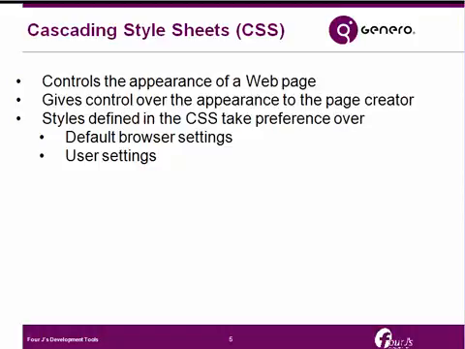Cascading style sheets provide you with the ability to control the appearance of a web page by allowing you to define how you want the different elements, paragraphs, headers, and so on, to display. You define the style for each element type, and these defined styles take precedence over the default browser settings and any user settings.